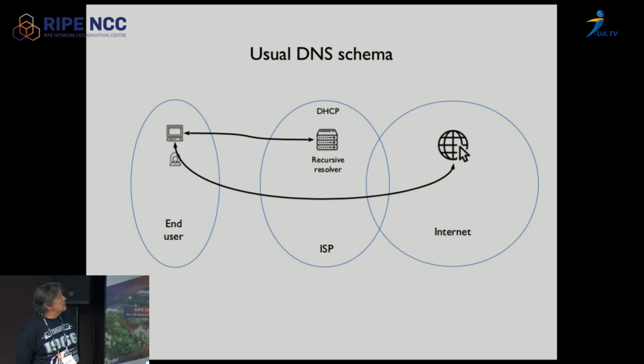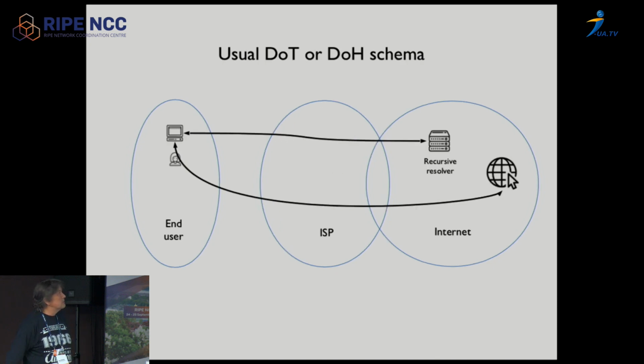As a rule, the DNS contact scheme looks like this. The end user is getting the address of the recursive resolver by DHCP and, working on the resolving of names, it contacts the website. Now, with the emergence of DoH or DoT, providers do not support this yet for the most part.